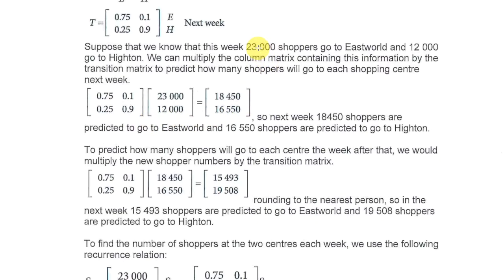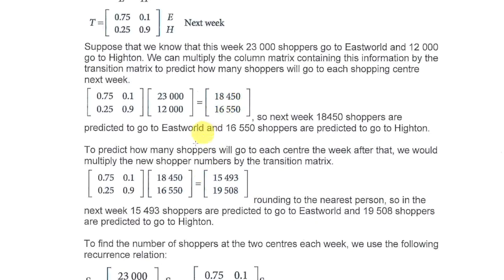So there's our transition matrix in the order of EH, EH. So we put the initial state in order of EH as well. If we do that multiplication, you don't need to do it by hand, you can just do it on your CAS, you'll see that after 1 week, we'll have 18,450 at E and 16,550 at H. So that's after 1 week. But what would happen after another week again? Well, we take that state and we throw it in here for the next calculation, which is pre-multiplied by that transition matrix, and then you can see the number of customers at E and the number of customers at H.